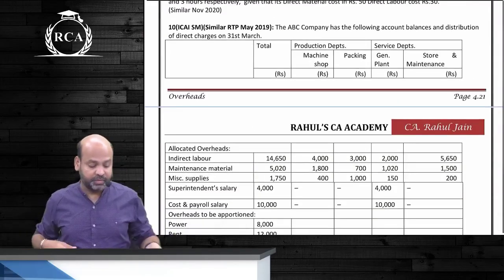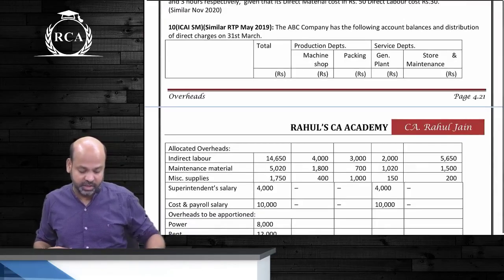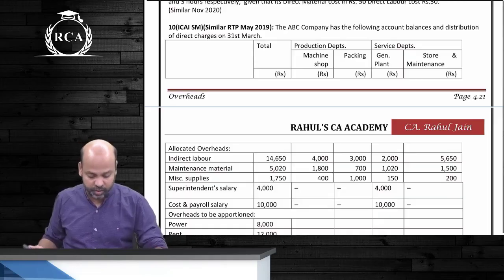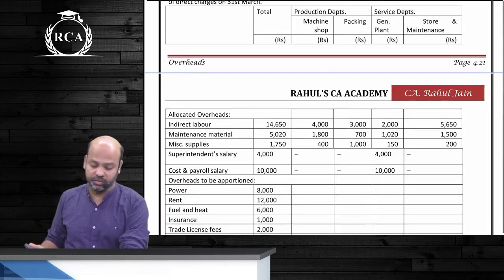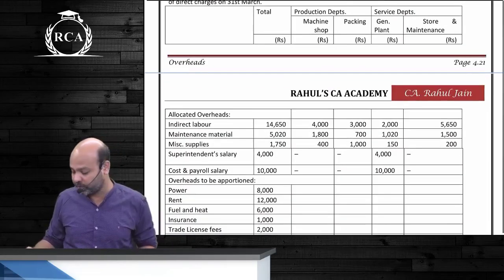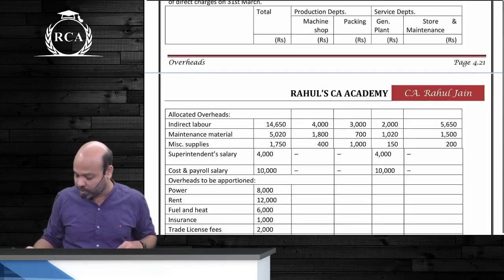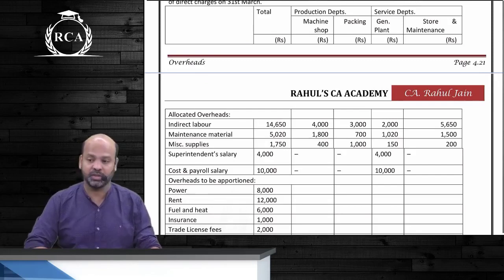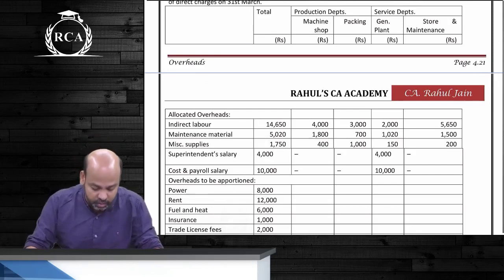Question number 10. ABC company has the following account balances and distribution of direct charges on 31st March. They've given us, guys, allocated overheads. Few overheads are already given under each of the departments. There are 2 production departments, 2 service departments. Production departments: machine shop and packing. Service departments: general plant and stores and maintenance.